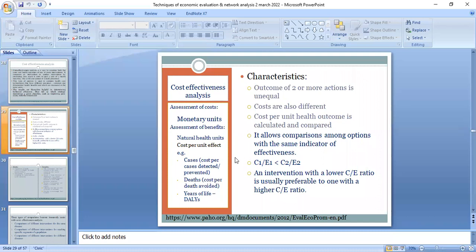For two options, we can calculate which one is most cost effective by the cost effectiveness ratio. If one intervention has a lower cost effectiveness ratio than the other one, then we choose the one that has the least cost effectiveness ratio.